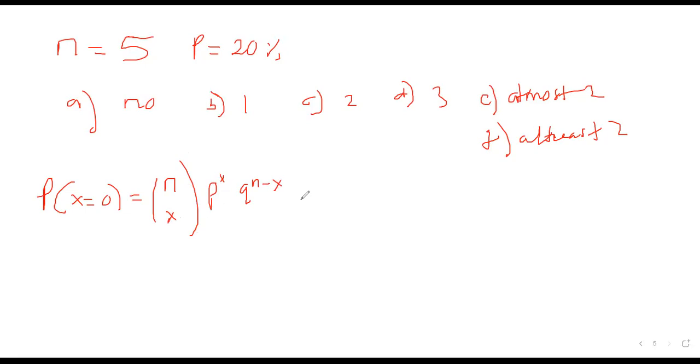So our combination here will be, our N is what? 5. Then no student will pass, means 0 students will pass. Then what is our P? If P is 20%, that is 0.2. What is Q? 0.8. So where there is P, we put 0.2. Where there is Q, we put 0.8.